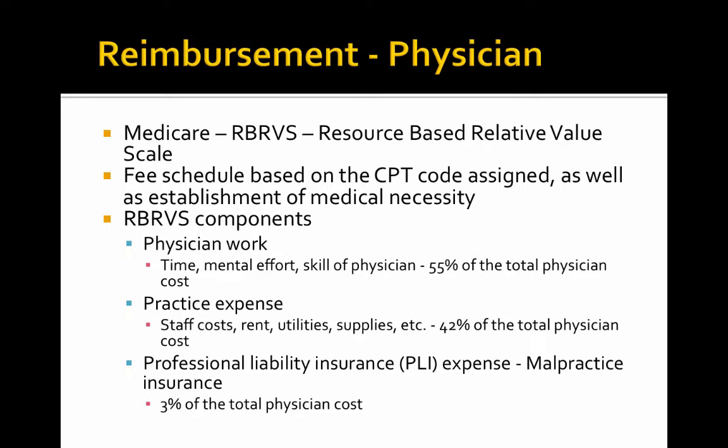Practice expense, that's what it sounds like. So staff costs, utilities, rent, all of that stuff. That's 42% of that overall RBRVS number. And then the last piece is only 3%, a small piece. Professional liability or malpractice is that last piece. So those are the three elements that go into that overall RBRVS number.